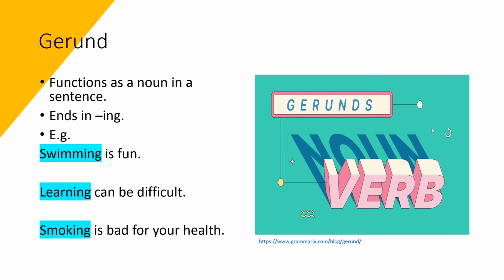Now, let's look at example 3. Smoking is bad for your health. Smoking in the sentence is the main idea or the noun. It ends in ing. And if we remove smoking from the sentence, it will not make grammatical sense. Therefore, smoking is a gerund.